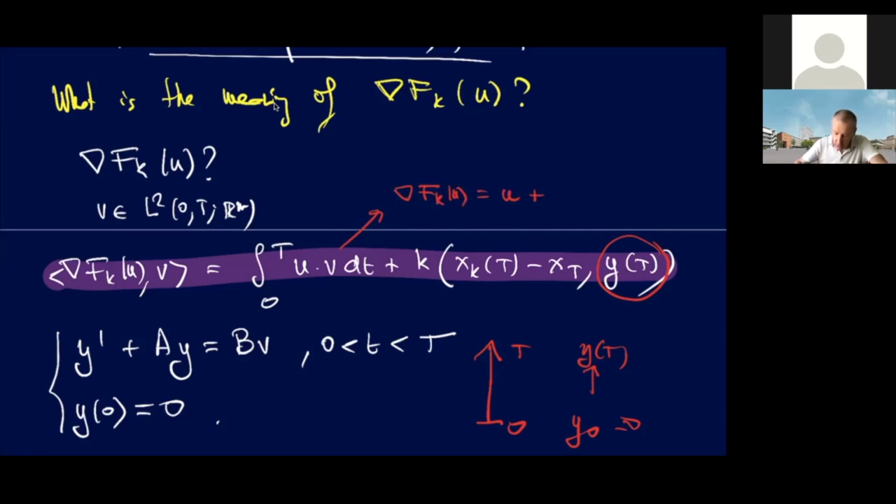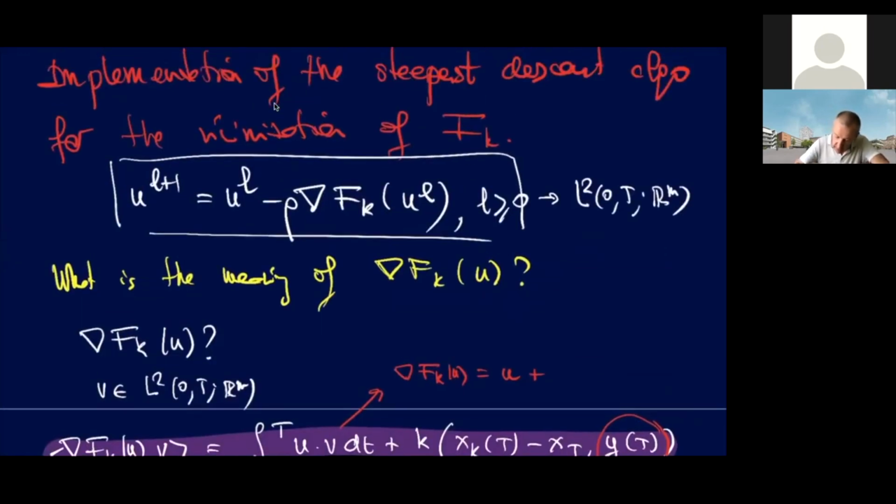This is what this term is telling you, right? Why? Because the representative of a linear functional, so that when acting on V it gives you the scalar product of U and V, is simply U. So there is nothing to be computed here. So I know that if I implement this, the first term in here will be something like U L plus something else.